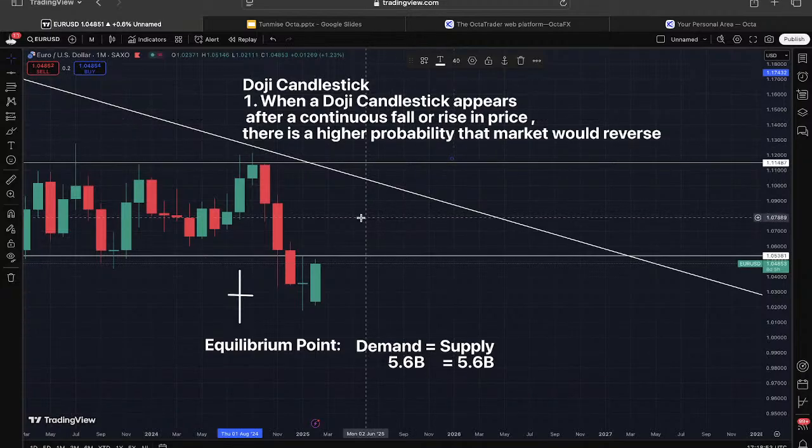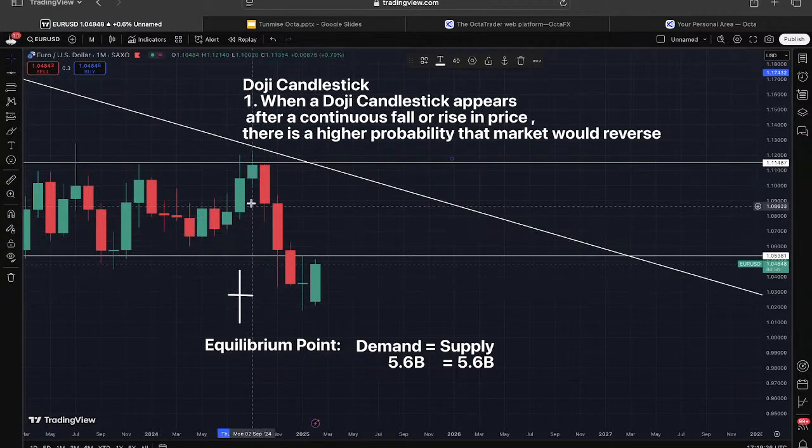Awesome. So with this, our understanding of what the doji candlestick means, how do we interpret the doji? How do we interpret the doji candlestick?